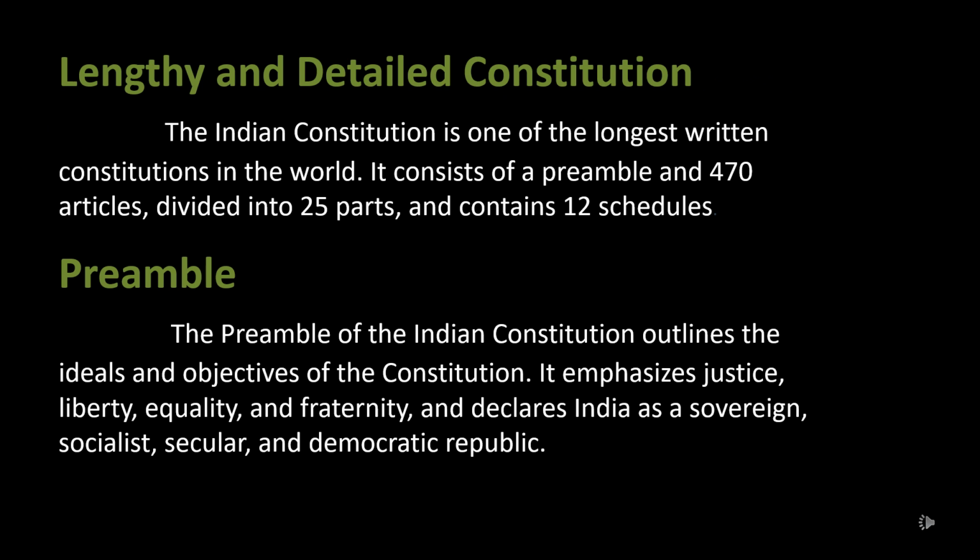Lengthy and detailed Constitution. The Indian Constitution is one of the longest written constitutions in the world. It consists of a preamble and 470 articles, divided into 25 parts, and contains 12 schedules. Preamble. The preamble of the Indian Constitution outlines the ideals and objectives of the Constitution. It emphasizes justice, liberty, equality, and fraternity, and declares India as a sovereign, socialist, secular, and democratic republic.